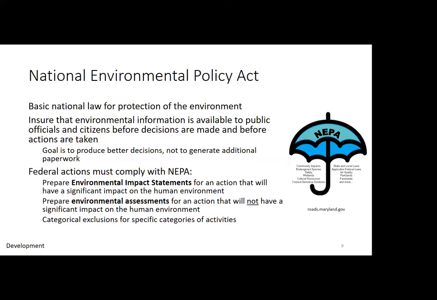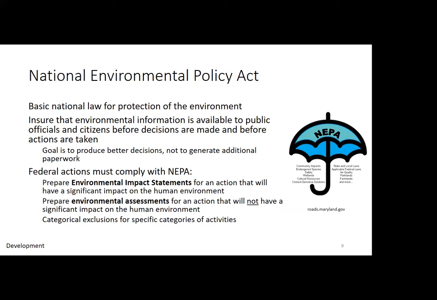So first, I'd like to discuss the National Environmental Policy Act. It's our basic national law for protection of the environment. Its main goal is to ensure that information is available to the public, officials, and citizens before those officials make decisions on activities that would affect the environment. So the goal is to produce better decisions, not generate a bunch of additional paperwork. Under the National Environmental Policy Act, we strive to have meaningful documents that help explain what the proposed action is and what the potential environmental consequences of that action are.